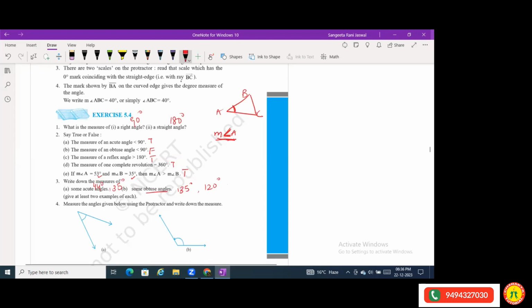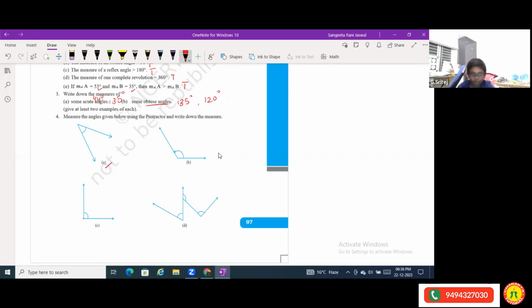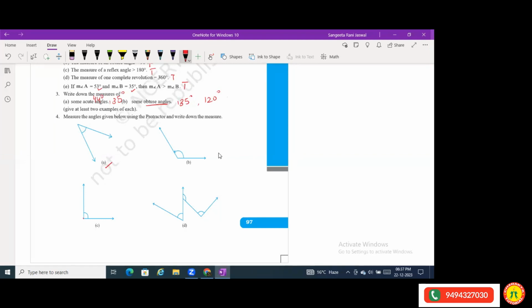Now measure the angles given below using a protractor and write down the measures. Each one of you, please make these figures in your notebook and measure the angles. Your measurements can vary, whatever you make accordingly. As per your figures, your measurements can vary. But please make these figures in your notebook and find out with the protractor. Ma'am, if we do it in our notebook, it might not be exact as in the text. Yes, that's what I'm saying. As per your drawings, your measurements will vary. But my point is that you must learn how to measure. Okay? Okay, ma'am.